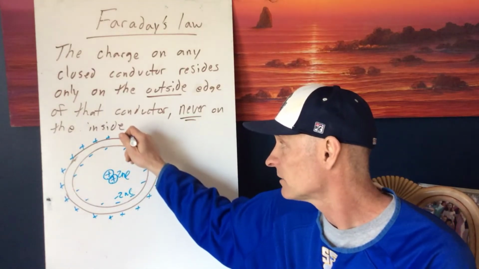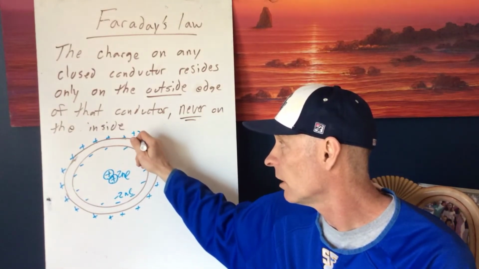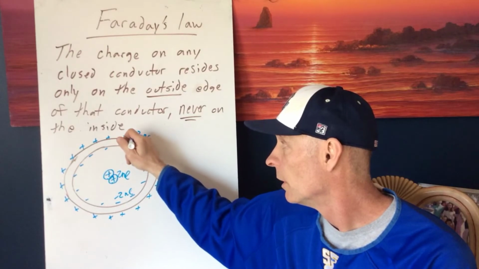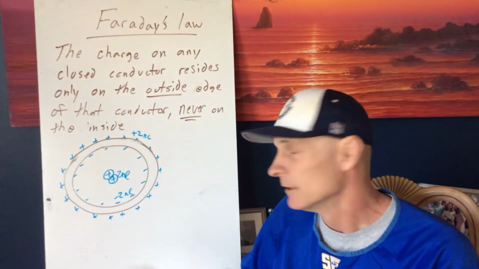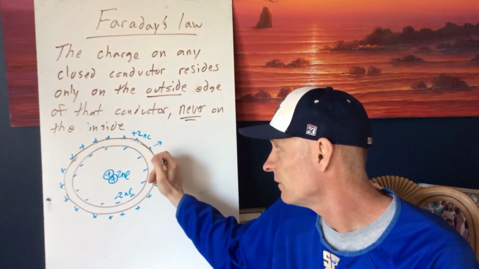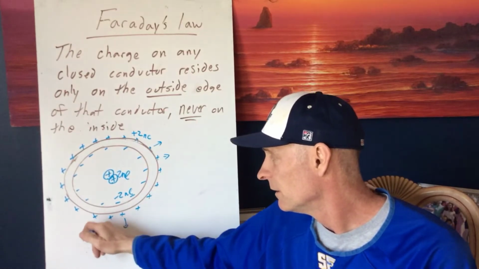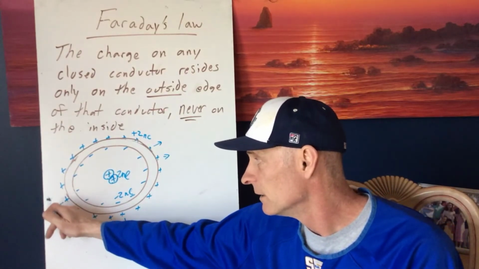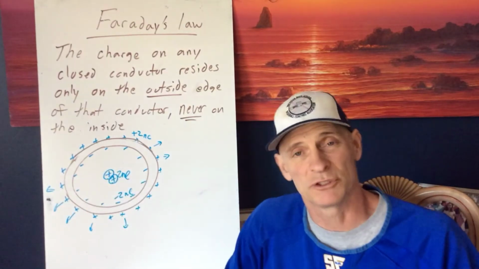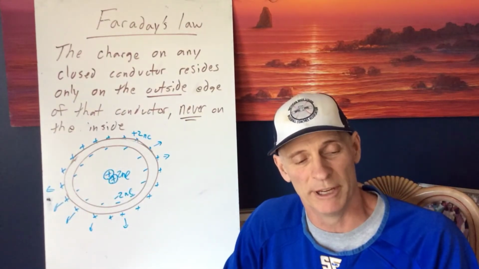And a plus 2 nanocoulomb charge would be on the outside. So there would still be an electric field emanating from the ring, which results from this electrostatic charge on the inside of the ring.